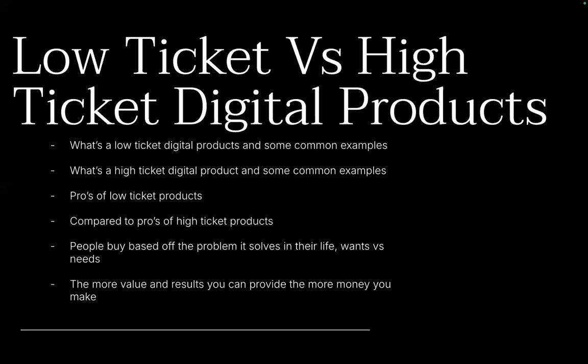But how does it differ so much, like an ebook compared to, say, a $50,000 real estate mentorship? As I said before, that's obviously a big problem that you can solve, and you can make a lot more money from it. If you were to sell a low ticket product on how to make money, you're probably not going to make a lot of money from it. Whereas if you sell a $50,000 real estate course or mentorship, you're going to make a lot of money from that, because it solves a bigger problem.